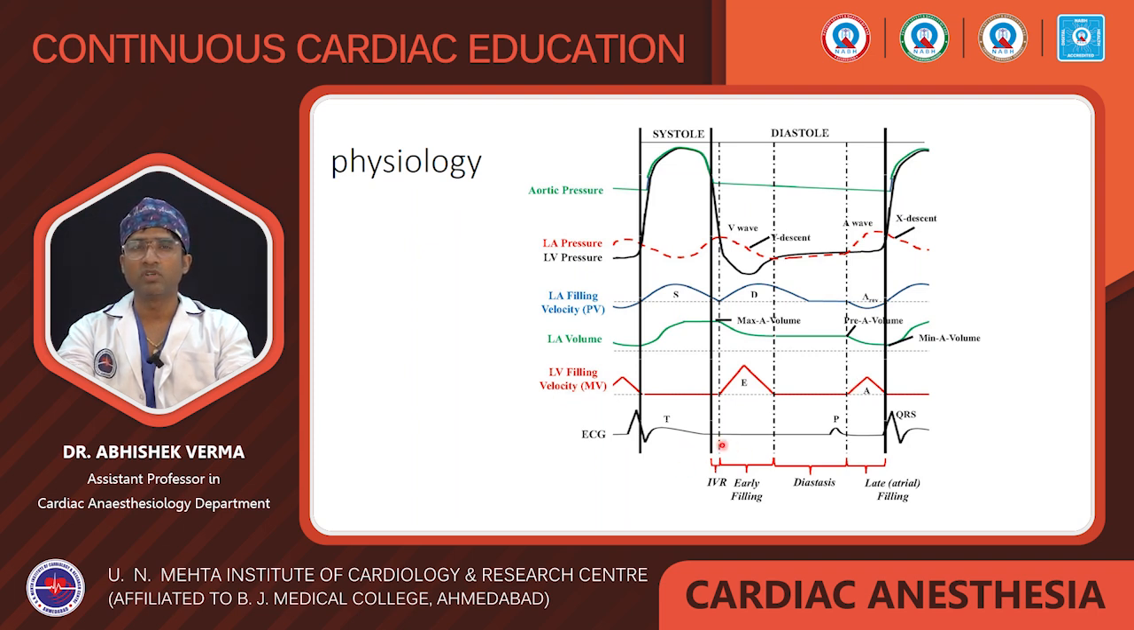In the ECG, it is from the T wave to just before the QRS complex. Isovolumetric relaxation, early filling, diastasis, and late atrial filling are as shown in the figure. Similarly, in the pulmonary vein, we will see the S wave occur in the systolic phase and the D wave occur in the diastolic phase.